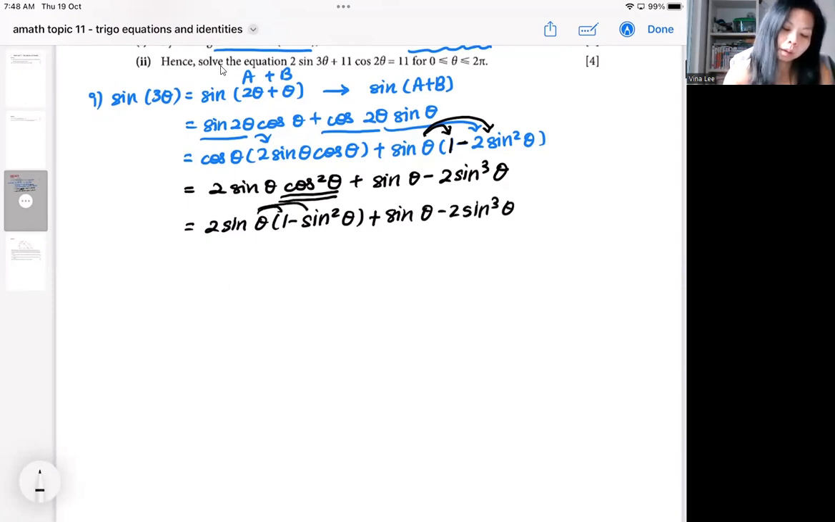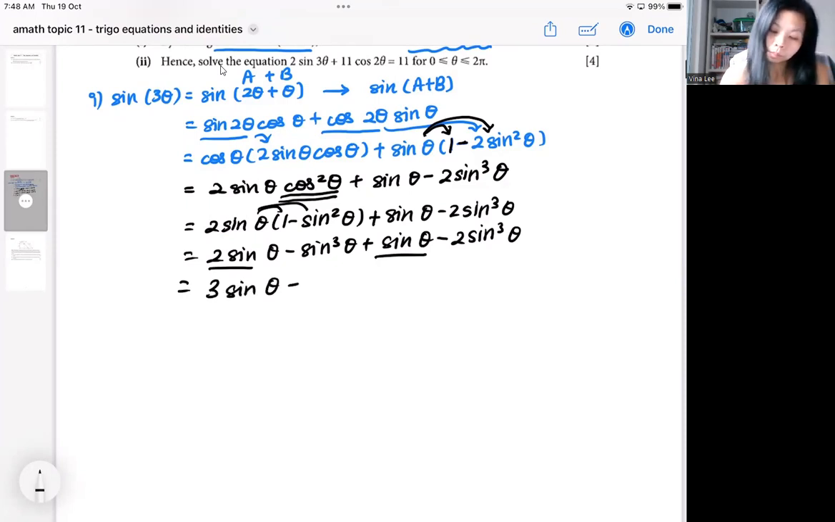Then you go and expand out. It's actually very easy from here already. So in this simple question, you use an addition formula, you use 2 double angle formulas, and you use 1 basic formula.